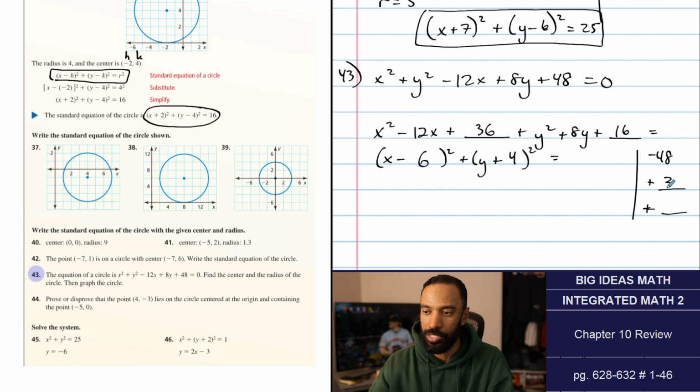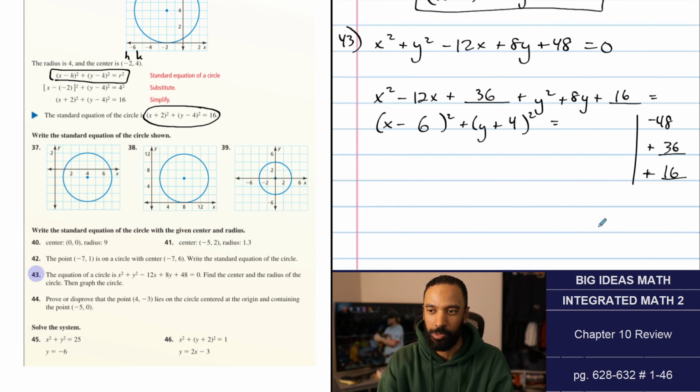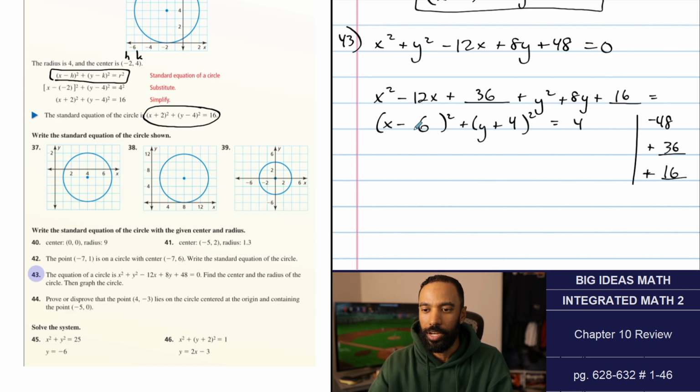You have to add 36 and 16 to this side of the equation like that. That's part of this part of the equation. I hope that's okay that I kind of ran out of space and room. So negative 48 plus 36 is negative 12, and negative 12 plus 16 is 4. So here's the standard form.